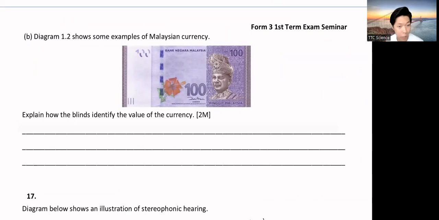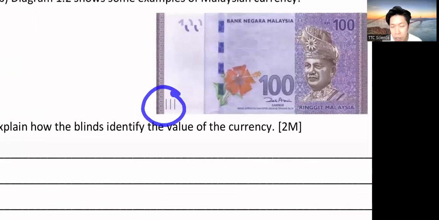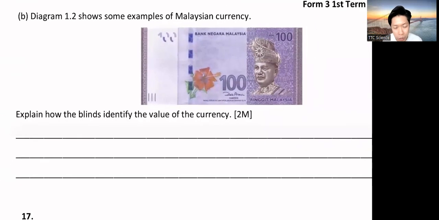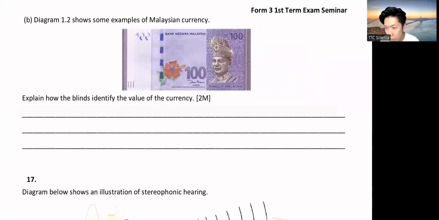So, how do the blind identify the value of money? Okay, like here. We know that blind people have to read braille with their fingertips and they touch the raised figures, which is called braille. So for 100 ringgit, right? It's here, this one, the three lines. No lah, we don't have to say the blind man has to touch the left bottom corner. No, you don't have to say that. I'm just showing you. So, 2 marks.